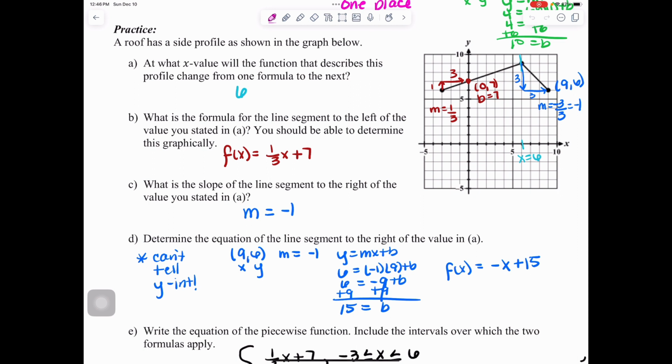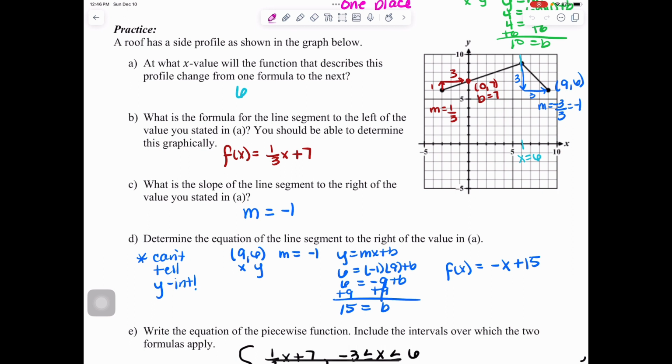Then it says, what is the slope of the line segment to the right of the value stated in A? This we can find right on the graph. I chose 2 points that were already graphed. I went down 3 to the right 3, which is negative 3 over 3 or negative 1. So my slope is negative 1. But D, it said determine the equation. I still need the y-intercept. I can't find it on the graph.